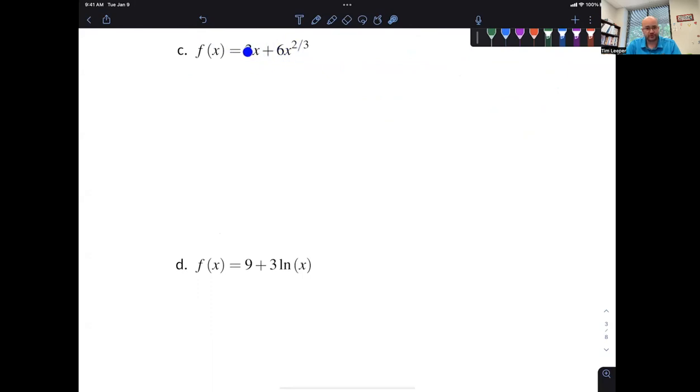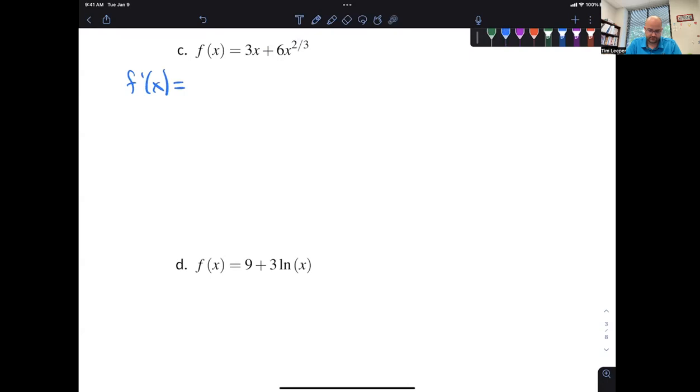The domain for 3x is all real numbers, and for x to the 2/3 is also all real numbers because the denominator in the exponent is odd. So there is no limit on the domain here. That means we need to go ahead and find the derivative.